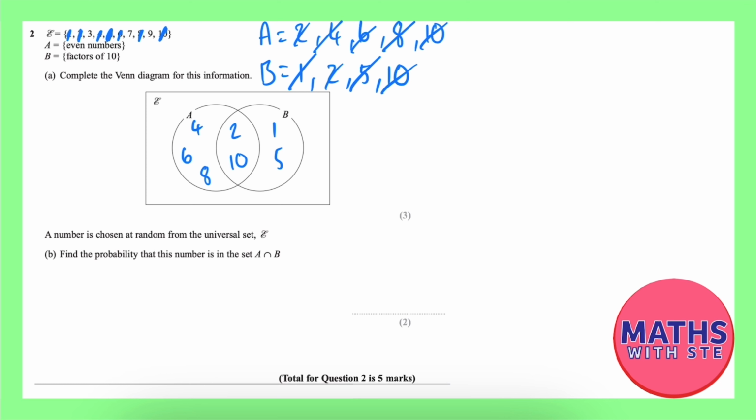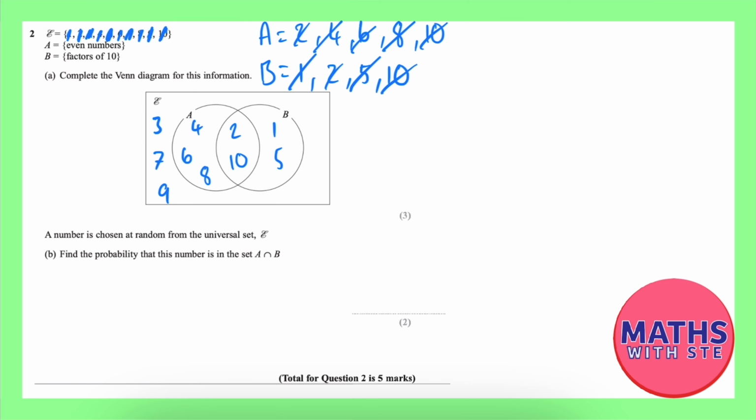Now, the reason why I'm making you cross these off is because now we have some left, don't we? We've got 3, 7, and 9 left. And this is where people always go wrong. So make sure you put your 3, your 7, and your 9 on the outside of the circles. It's important, otherwise you won't get that mark. And now we can see all of the numbers have been covered, and part A is done.